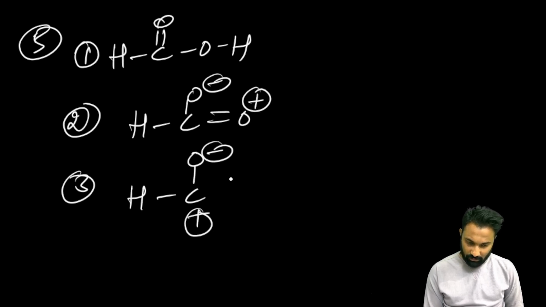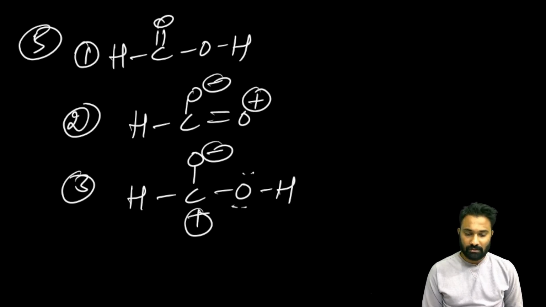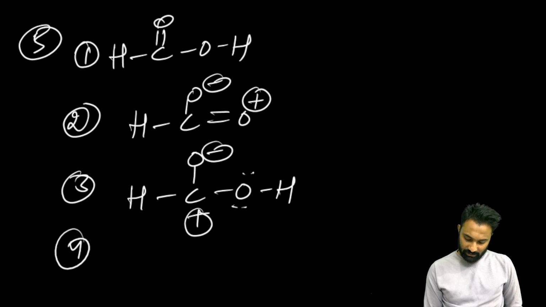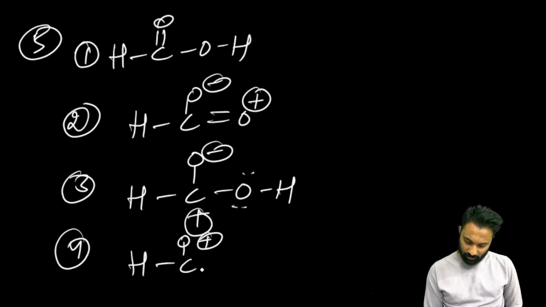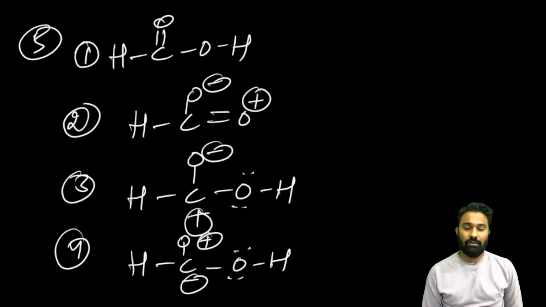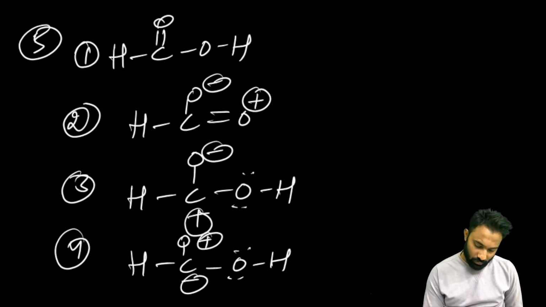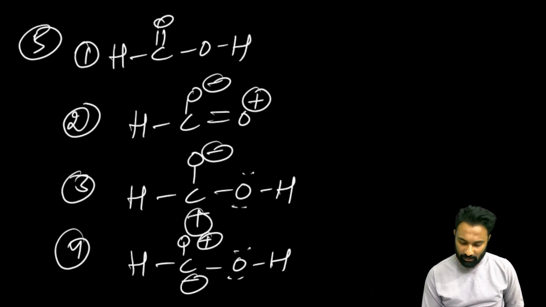Now one resonating structure they have given in this manner. Clear? And the other resonating structure they have given: oxygen bearing the positive charge, carbon bearing the negative charge, oxygen, nitrogen, and this is a hydrogen. Clear? Now we have to say the stability order.